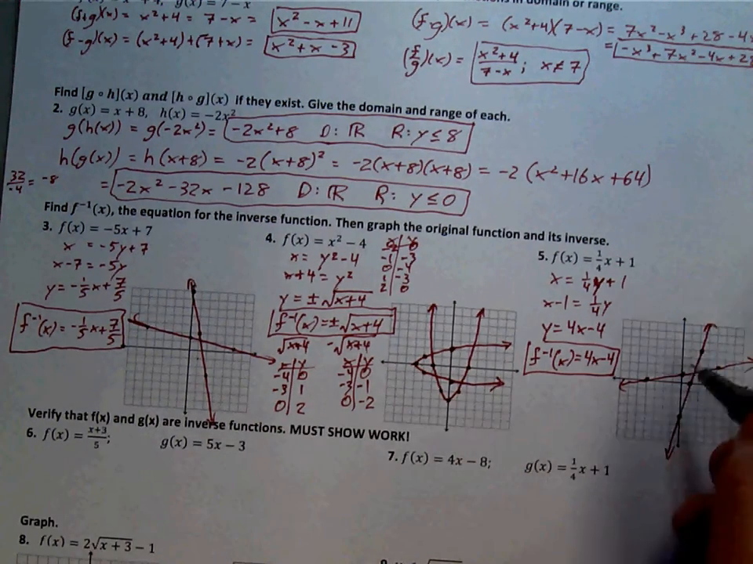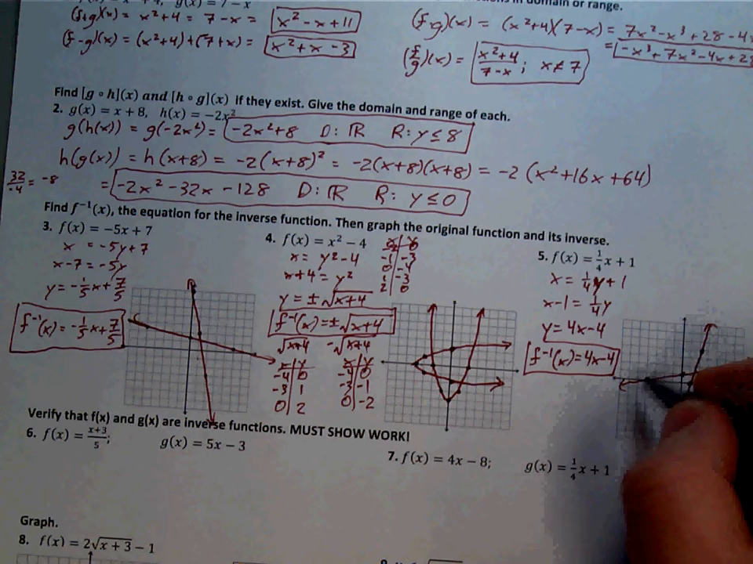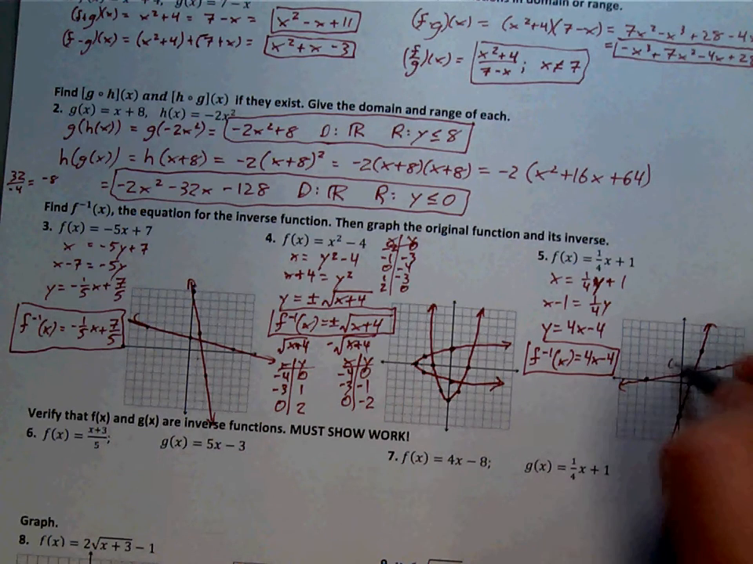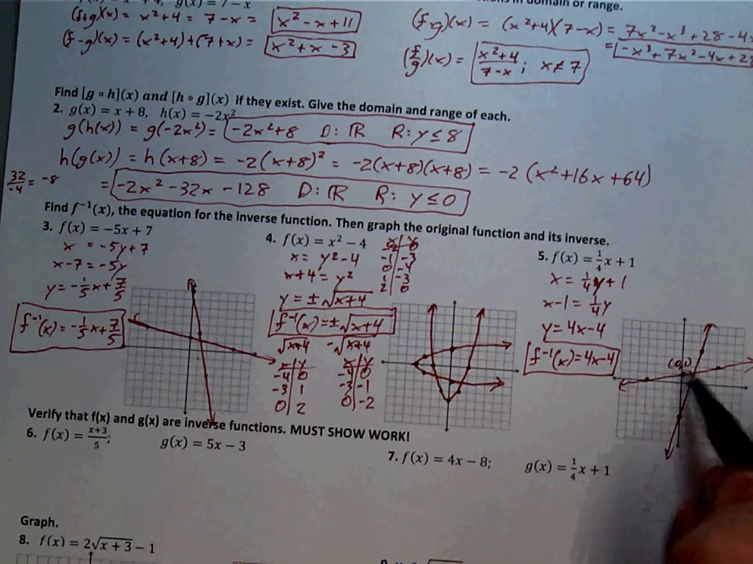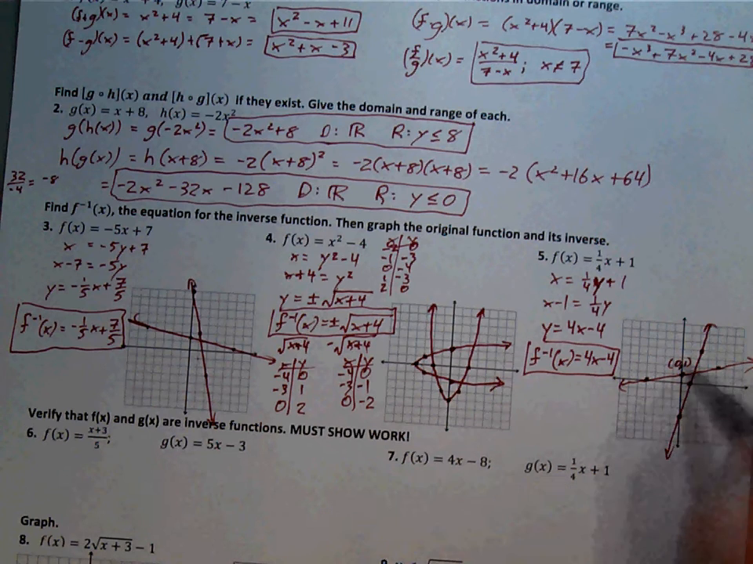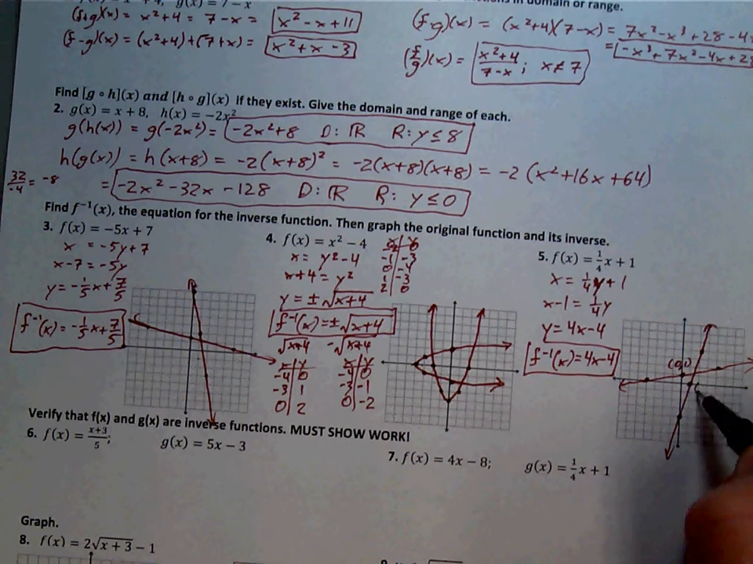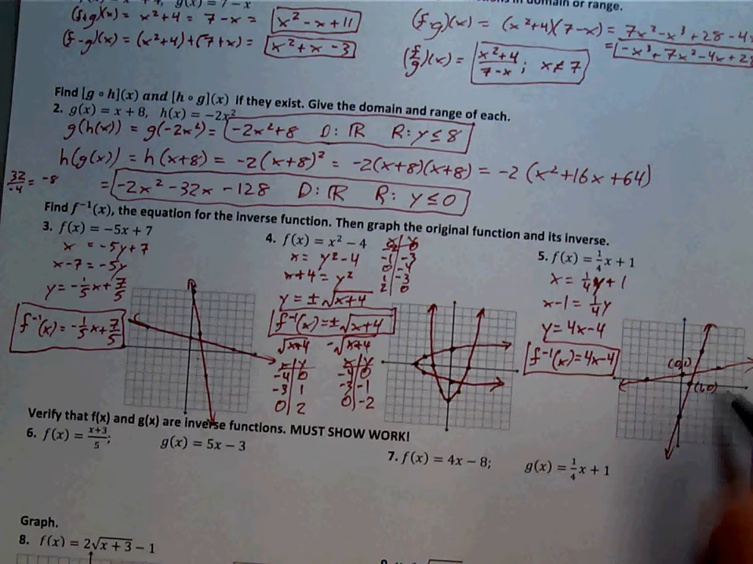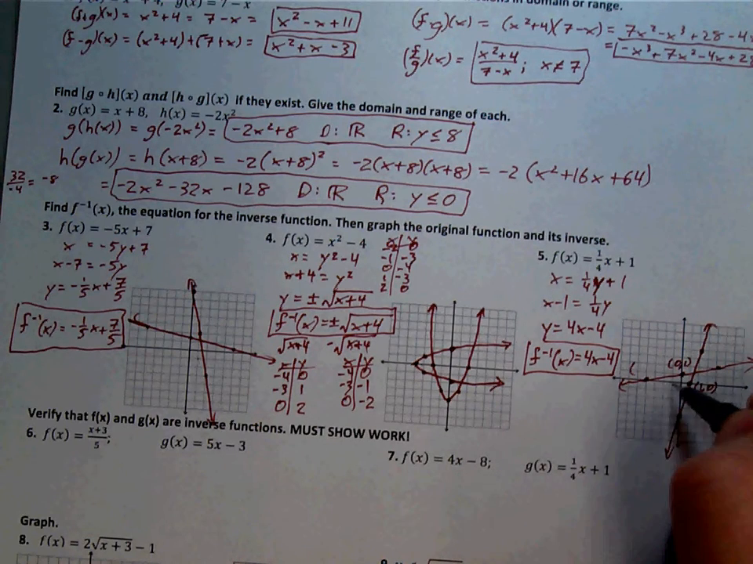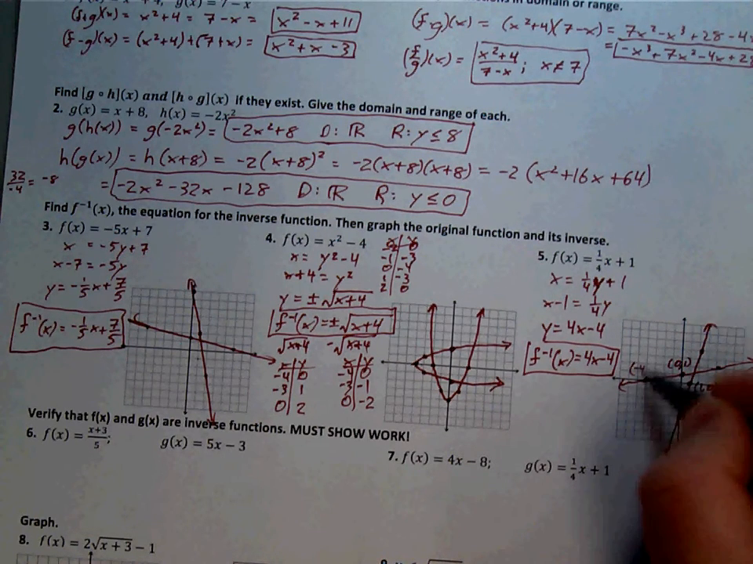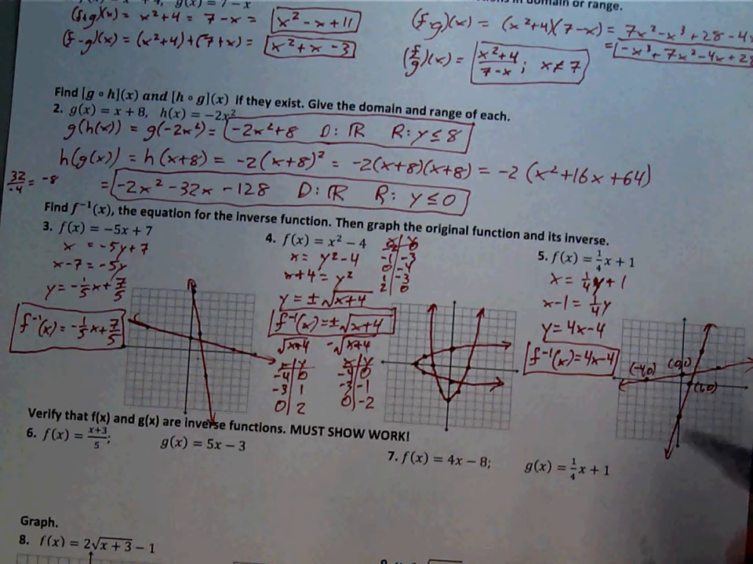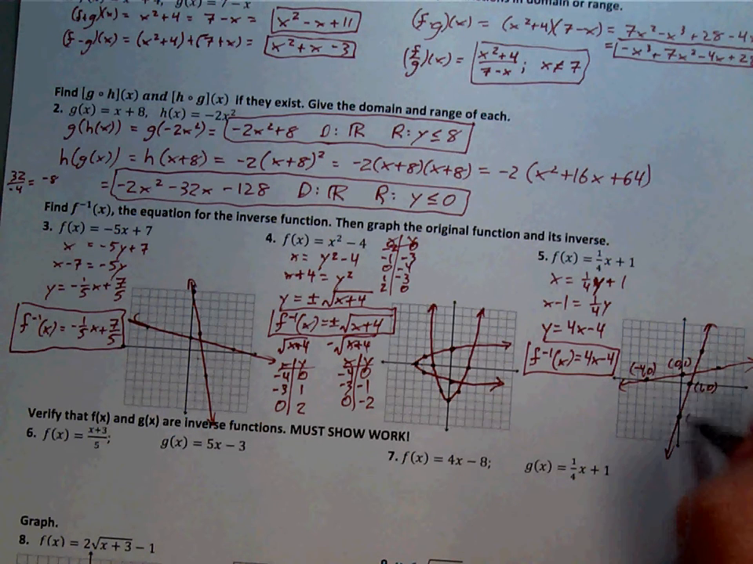Important observation to make. Every point of the original. For example, this is 0, 1. If you switch, because an inverse is just switching x and y around, if you switch 0 and 1 around, you get 1, 0. Notice that point is on the other one. Similarly, here's negative 4, 0. If we switch those around, it would be 0, negative 4. Look, that's the corresponding point on the other one.